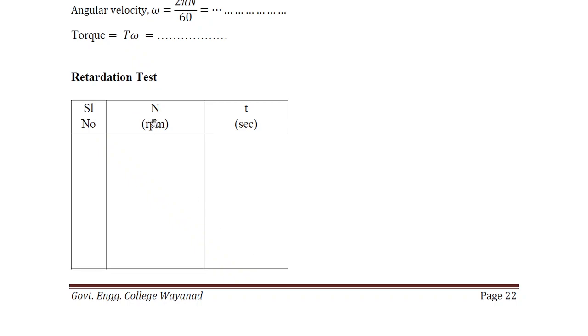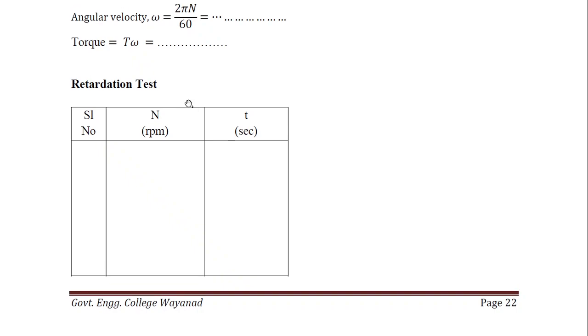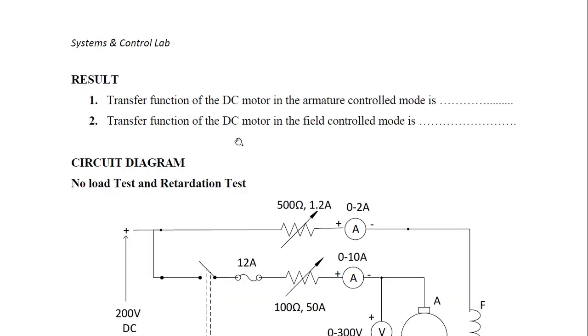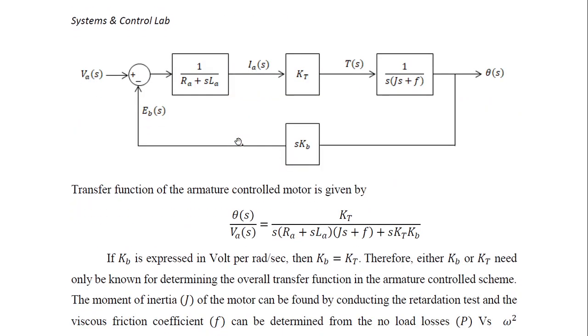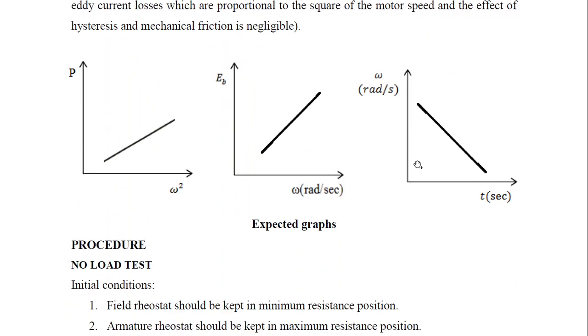And if you have the value of n in rpm, then you can convert it into omega, radian per second, by the equation omega equal to 2 pi n by 60. So you will get the omega value, then the t value, and you have to plot this graph, that is the omega versus t graph.